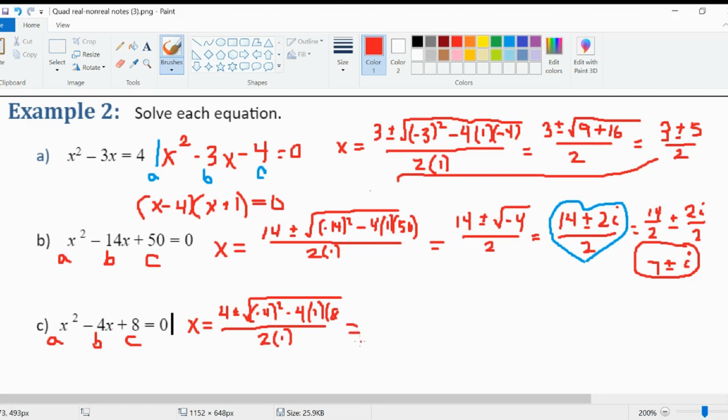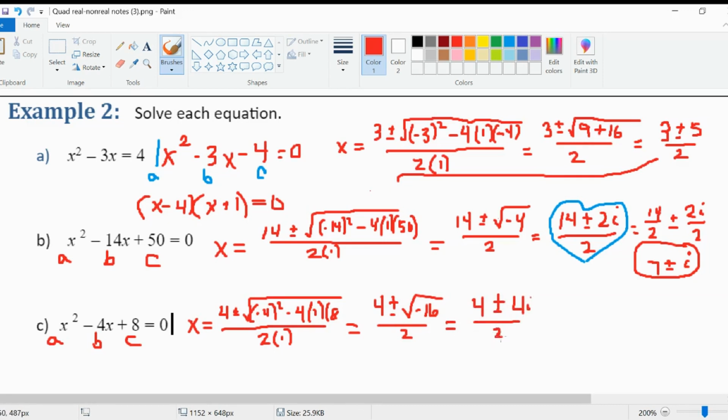And we start finding our discriminant. So underneath there, that b squared minus 4ac, we'll see what happens. So negative 4 squared is 16. 16 minus 32 is negative 16. So we'll have 4 plus or minus the square root of negative 16, all over 2. And square root of negative 16, this is the third time we've seen that one, that's going to be 4i. So we're going to have 4 plus or minus 4i over 2.